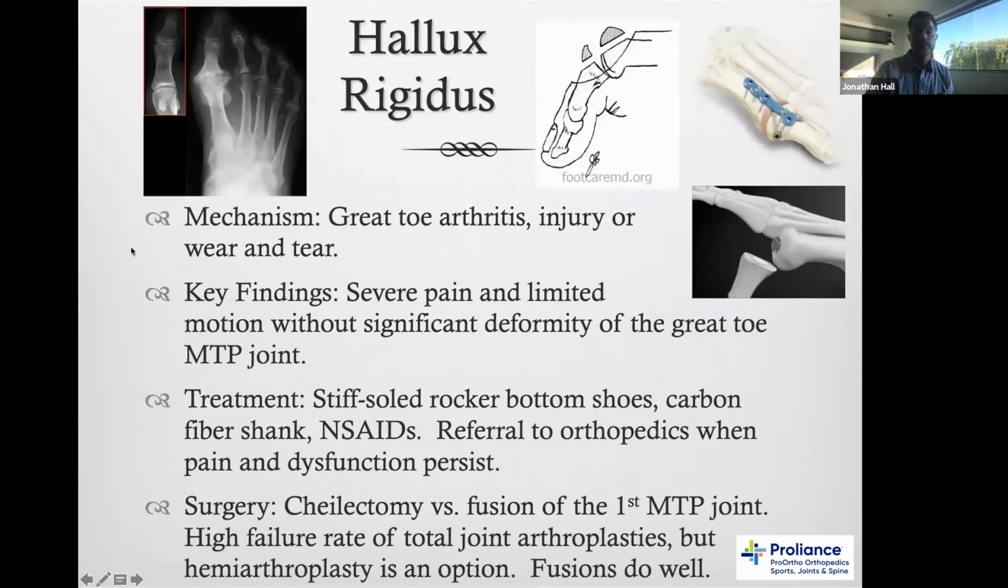Hallux rigidus is a fancy word for arthritis of the big toe. Very common. One of the most common arthritic conditions of the foot. So when we talk about arthritis in the ankle, remember that really osteoarthritis isn't common. Arthritis in general in the ankle isn't common.